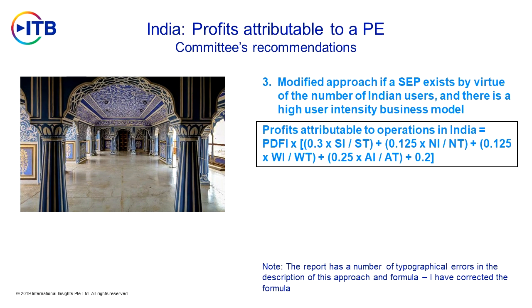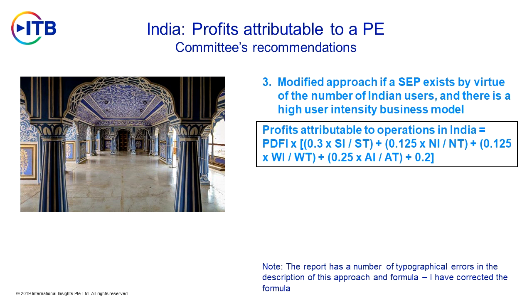I've called the third approach modified approach if a SEP exists by virtue of the number of Indian users and there is a high user intensity business model. The formula for this third approach is very similar to the second approach. The changes are the weightings for employees and wages have been reduced from 0.15 to 0.125. The weighting for assets has been reduced from 0.3 to 0.25. And the weighting for user contribution has been increased from 0.1 to 0.2.